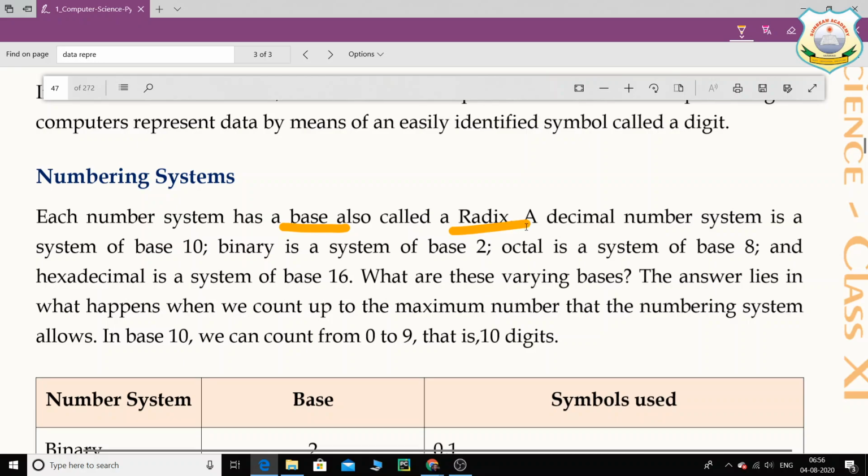Or radix, right? So the decimal number system basically has the base value 10, and the binary number system has the base 2. Octal is going to have what? That is 8, and the hexadecimal number system is going to have the base value 16. And why do we have these base values?